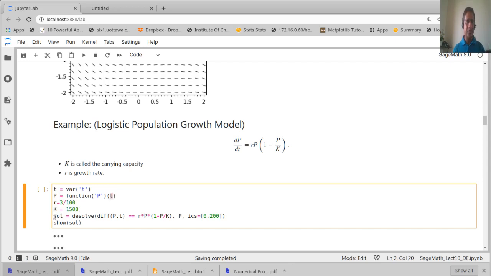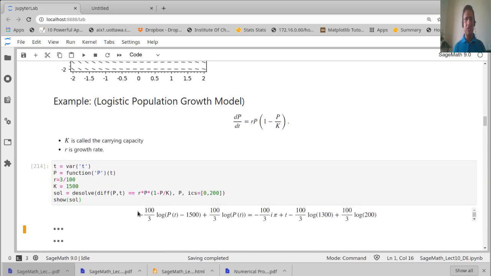Now let us define this differential equation. This is the derivative of p with respect to t, equal to r into p into 1 minus p upon k, and we solve with respect to the variable p, and the initial condition let us take as 200. So the initial population is 200, and let us see what the solution looks like. So this is the solution.